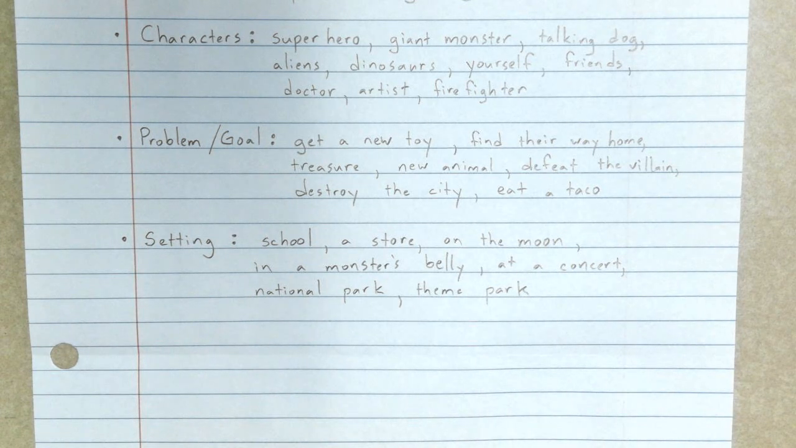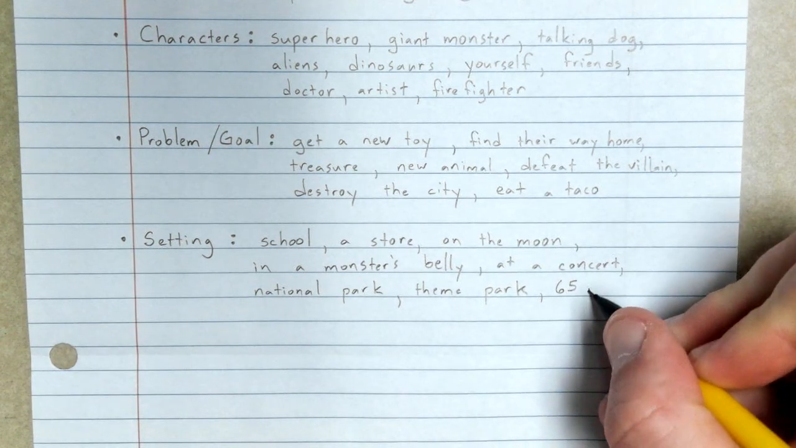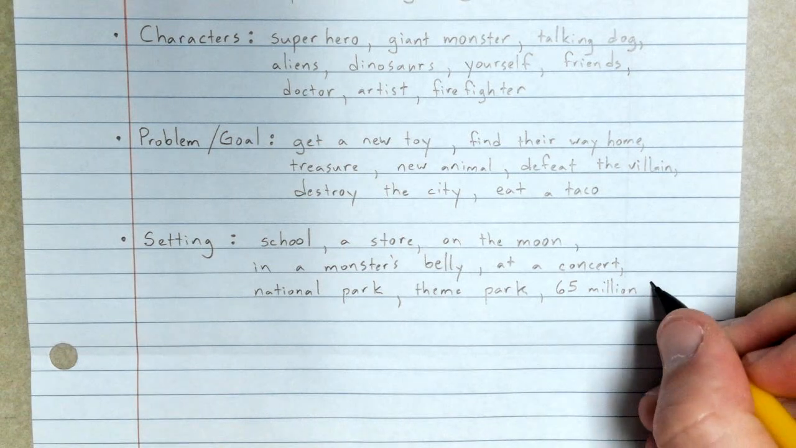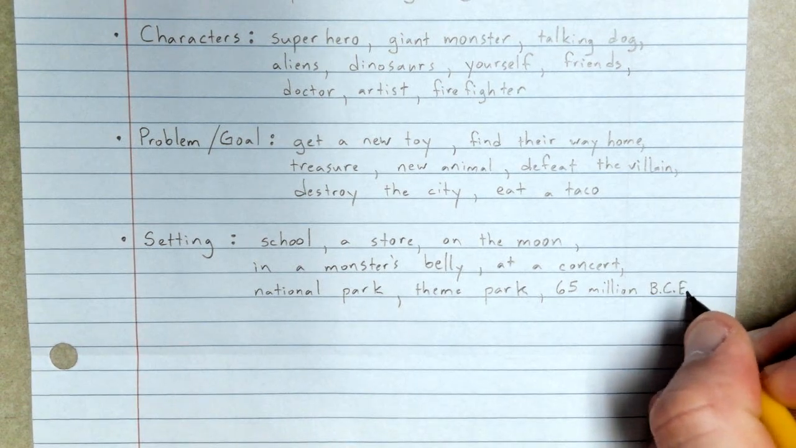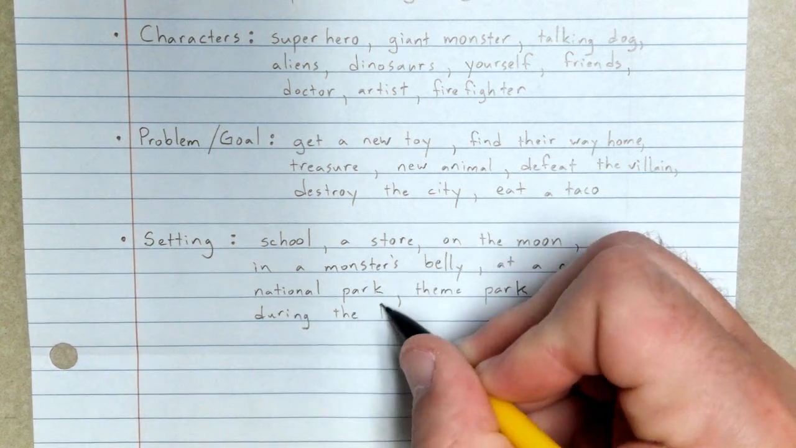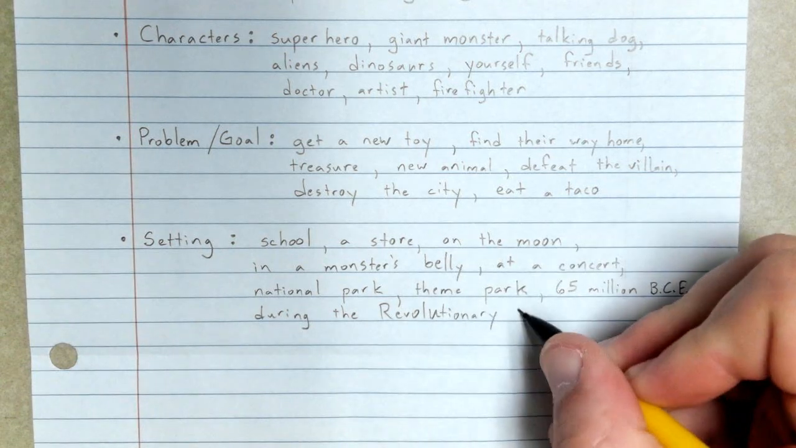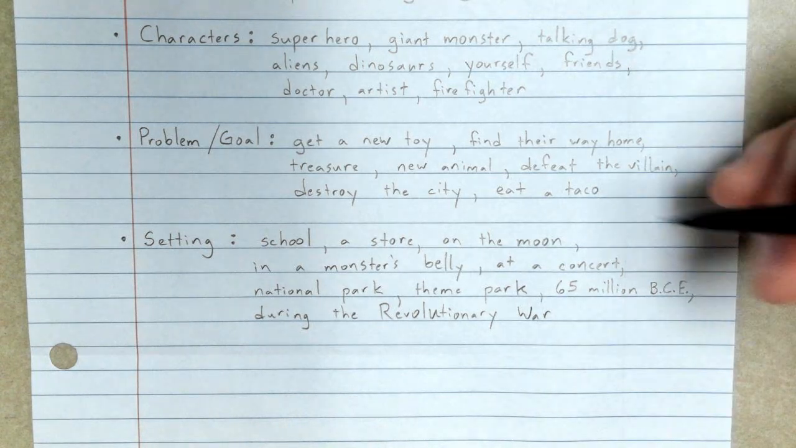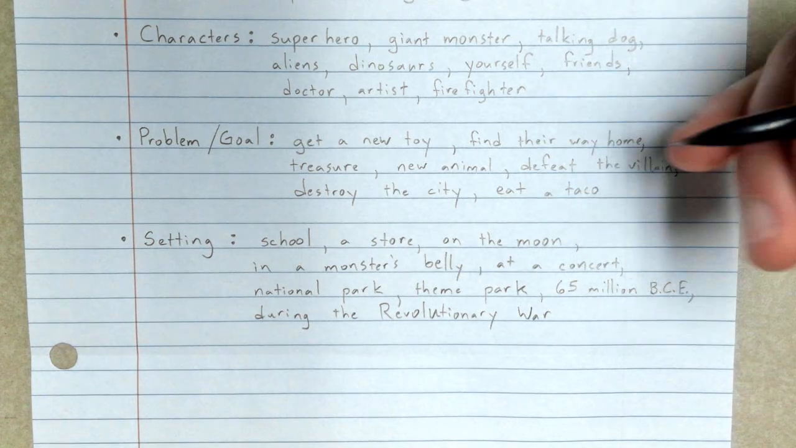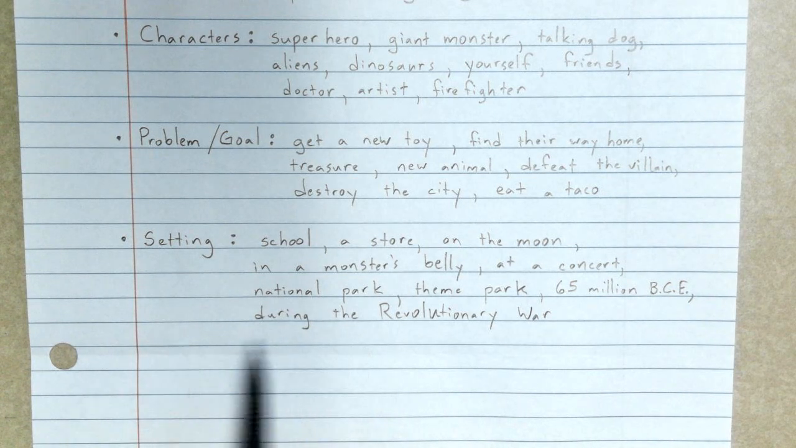Now, if you want to get a little more challenging, setting can also include when a story takes place, time period. So you could also do something like 65 million years ago. 65 million years before the Common Era. Or during the Revolutionary War. Okay. Revolutionary War. I can spell that. There we go. Just, again, you're listing out as many as you can. Okay? You should see we're getting pretty close to the halfway point.